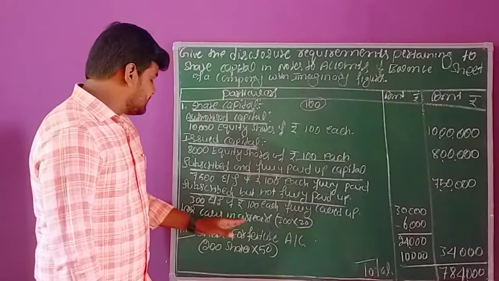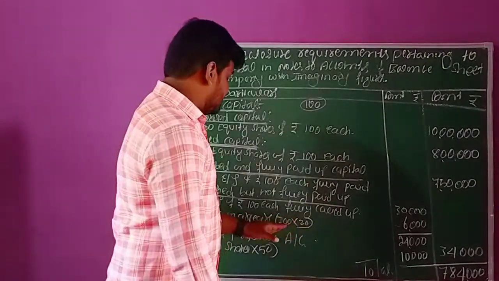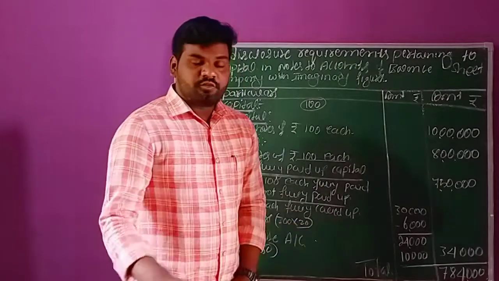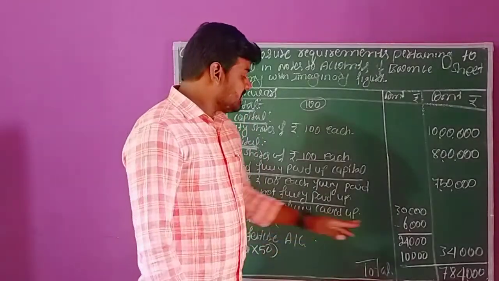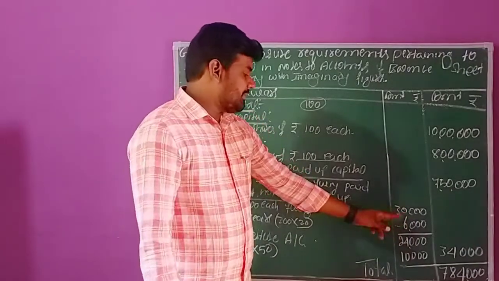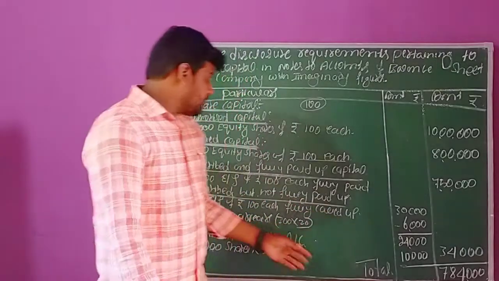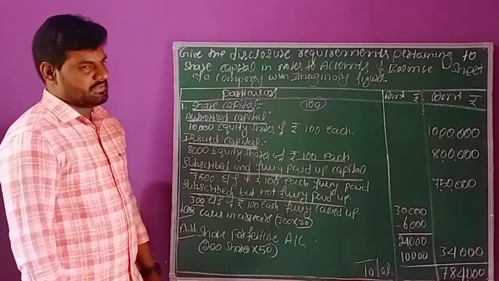But out of these 300 shares, 20 per share on the final call they are not paying. That means 6,000 rupees is lost to the business organization. The remaining balance, only 24,000 rupees, we have received out of these 300 shares.